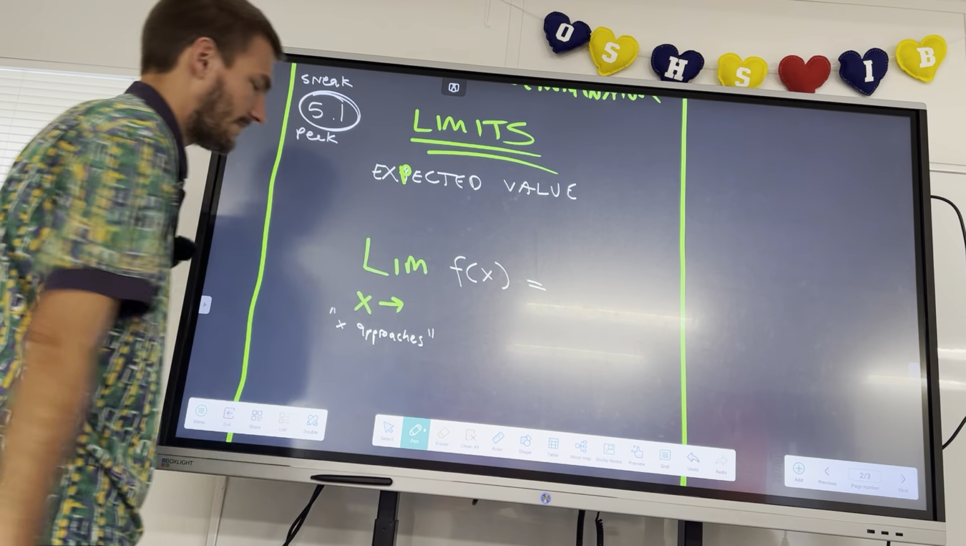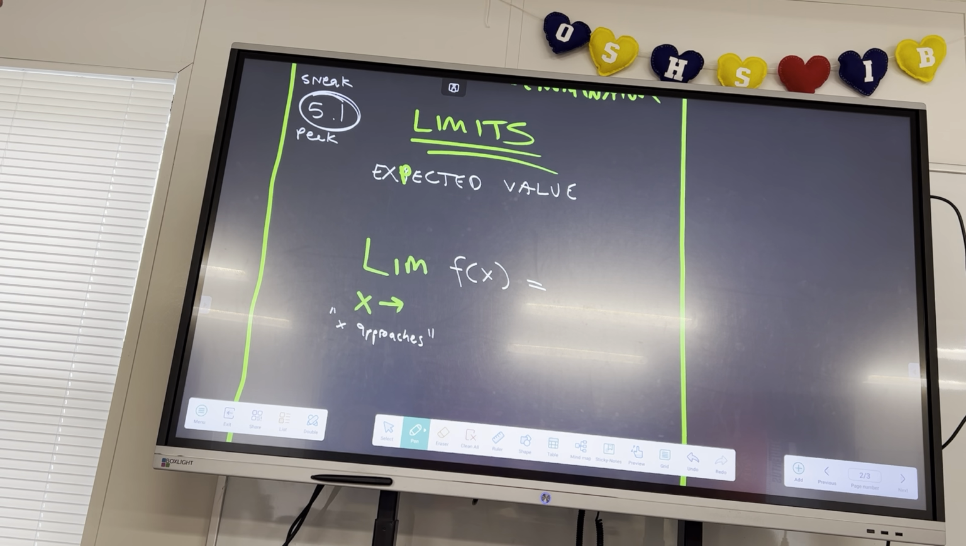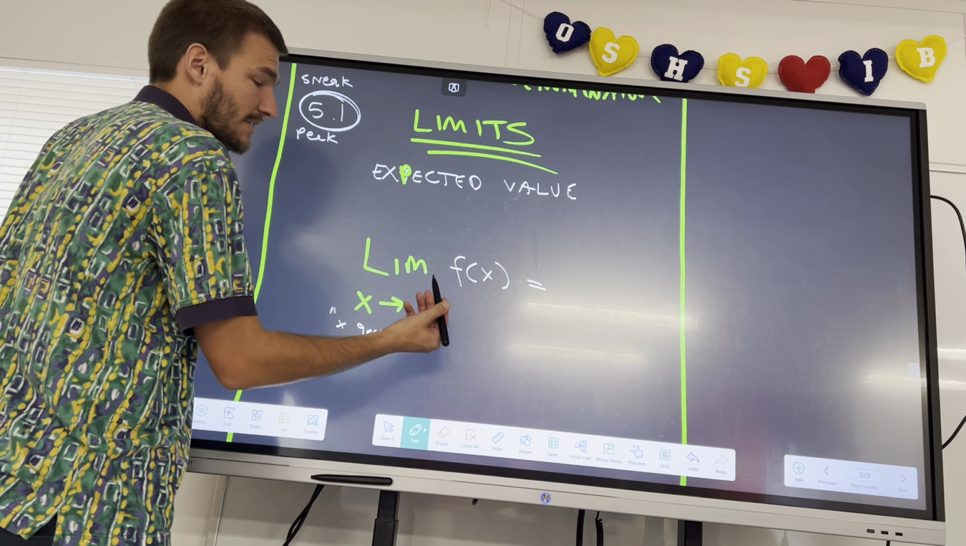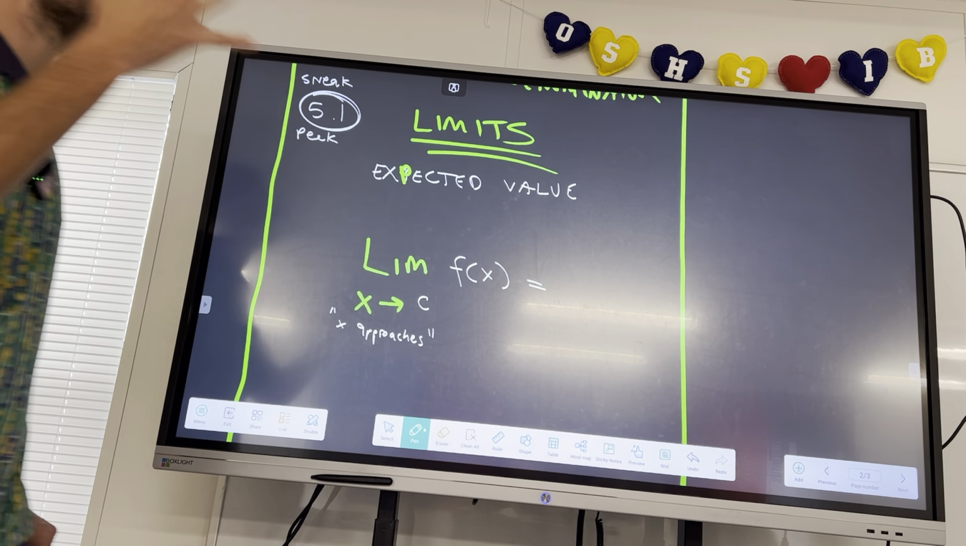X approaches. I don't know if it just looks so weird because my p's are hideous or not, but we'll see. So x approaches, and then here's going to be a number. So we'll just put c as a placeholder constant. And so now this makes more sense.